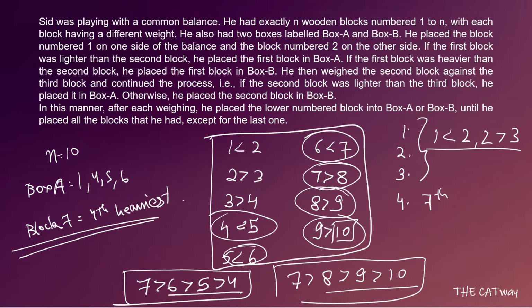From this one thing we can say: because 1 is lighter than 2 and 2 is heavier than 3, we can say that 2 will be the heaviest one. Also we know that in the positions of 2 and 3, 1 or 3 will come in any order.